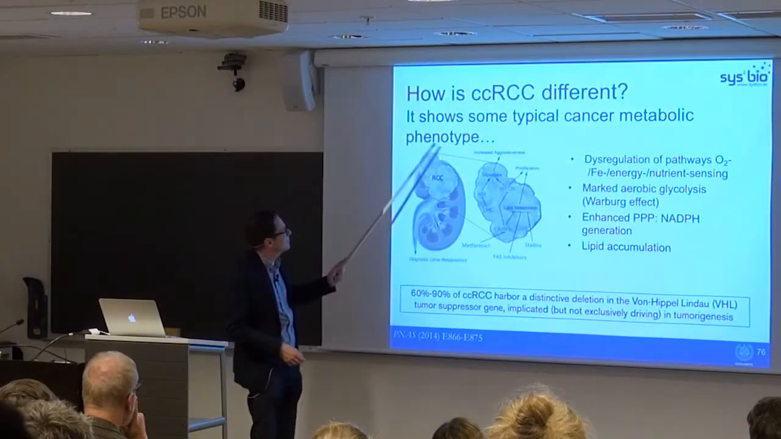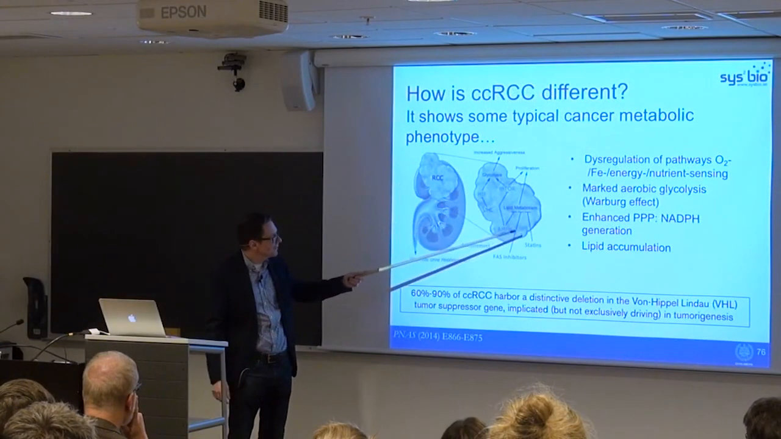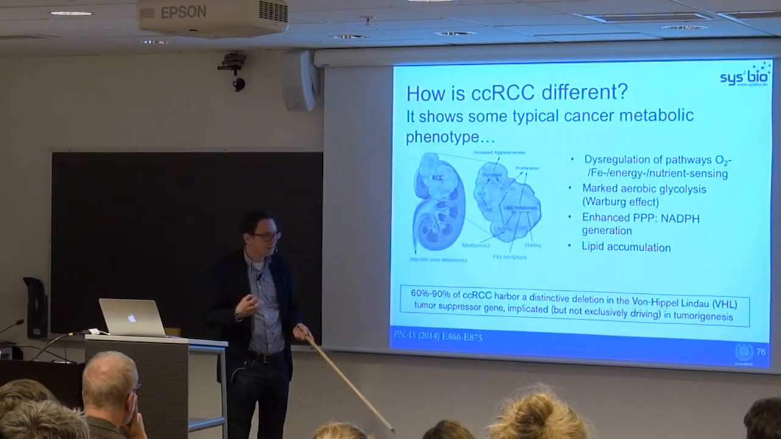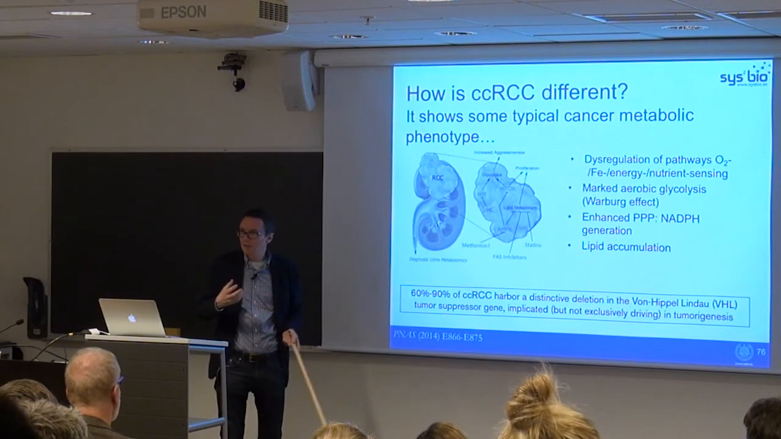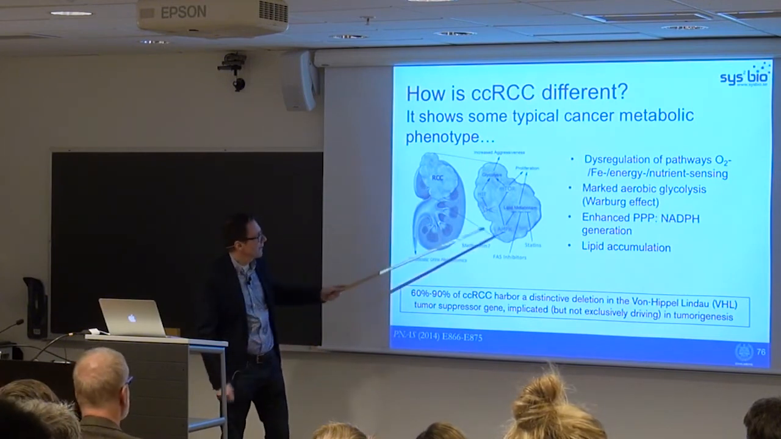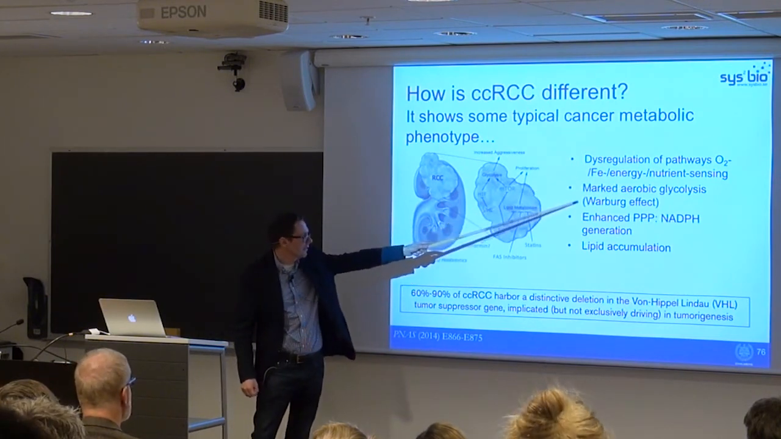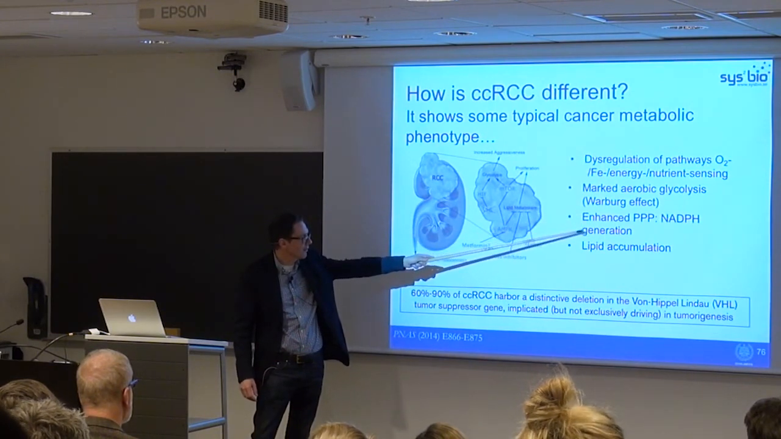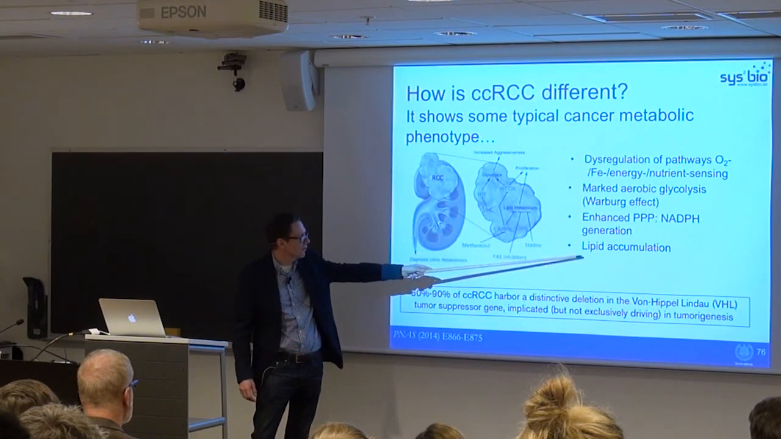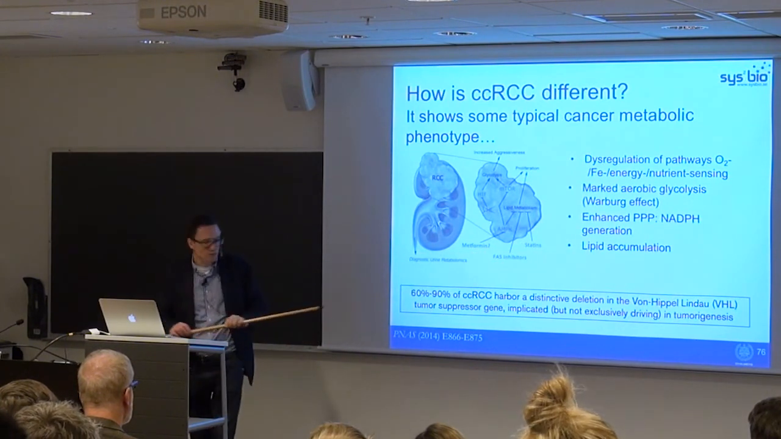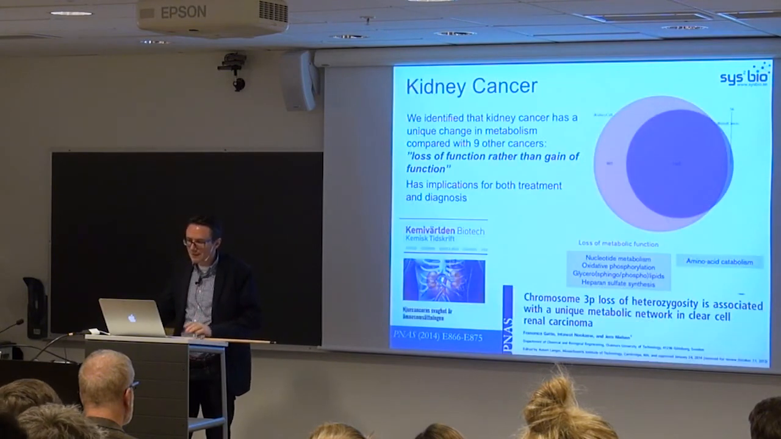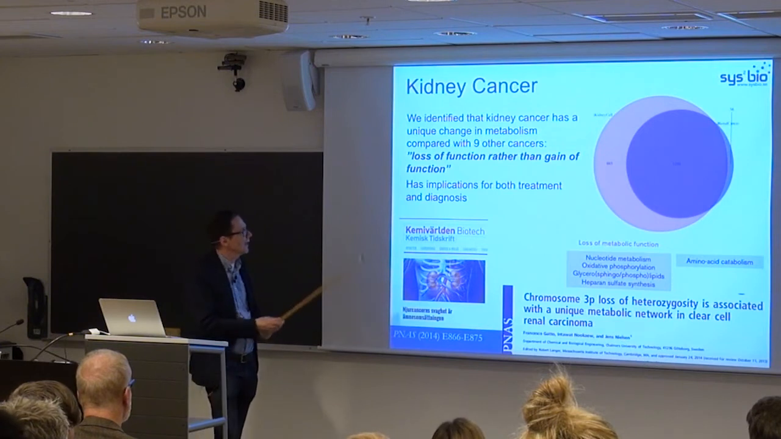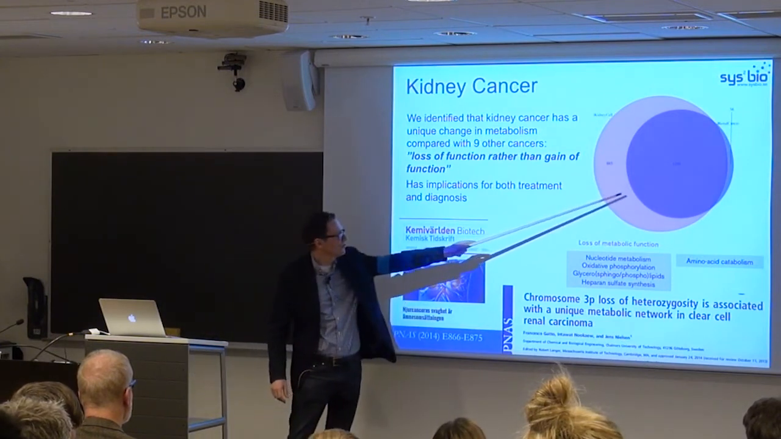Well, this cancer type is relatively unique in the sense that it accumulates quite a lot of fat, and that is also where the name comes from, the clear cell. It has the Warburg effect, as many tumors have, but it also has an enhanced pentose phosphate pathway with NADPH generation, and then, as I said, this lipid accumulation. So we then reconstructed genome-scale metabolic models for the healthy kidney as well as for the tumor.